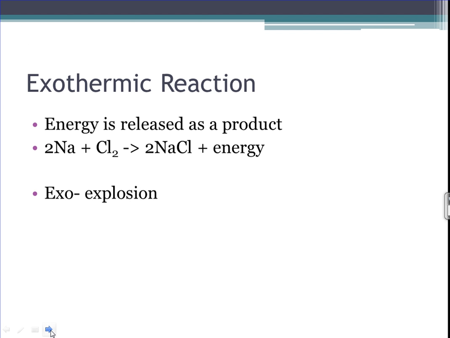Alright, let's talk about 2 kinds of reactions and then we're going to stop for today. The first one is an exothermic reaction. We talked a little bit a second ago about energy. Energy is either used up in a chemical reaction, it's needed in order for the reaction to happen, or it's released for the chemical reaction to happen. In this case, energy is released. Explosion is what you want to think about, a release of energy.